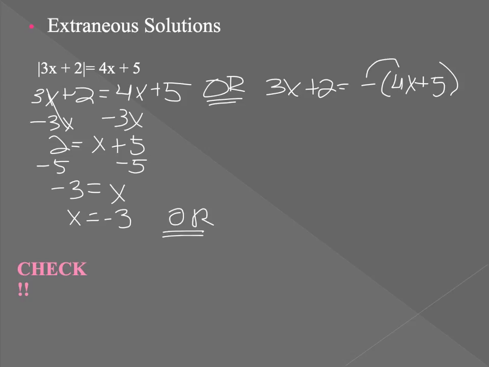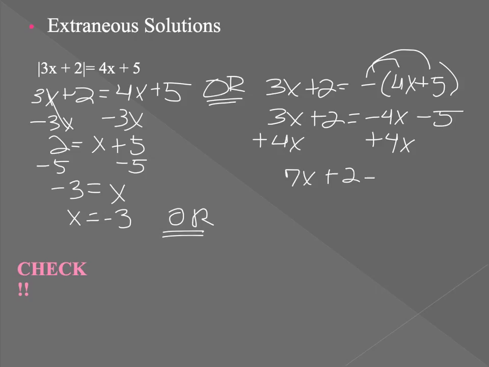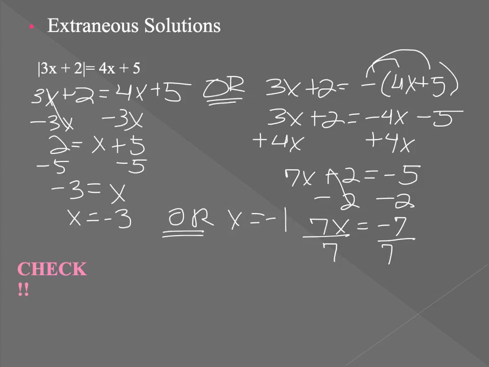we're going to distribute the negative sign. So we get 3x plus 2 equals negative 4x minus 5. We can add the 4x to the other side. So we have 7x plus 2 equals negative 5. Subtract the 2, and we get that 7x equals negative 7, which when we divide by 7 gives us x equals negative 1. But now we need to check both of these.